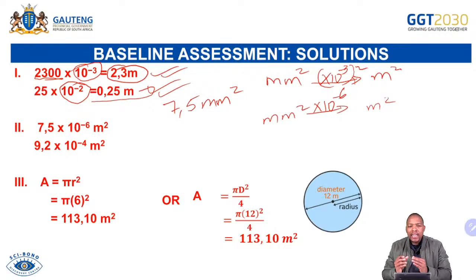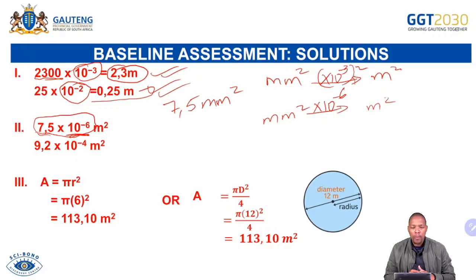If you don't understand this, then try to memorize it and say, to go from square millimeters to square meters, I multiply by 10 to the power of minus 6. All right? Okay, so that's why here you have 7.5 times 10 to the power minus 6. So by doing it like this, you have already converted it. You don't even need the ordinary value. You can leave it in scientific form in that way.